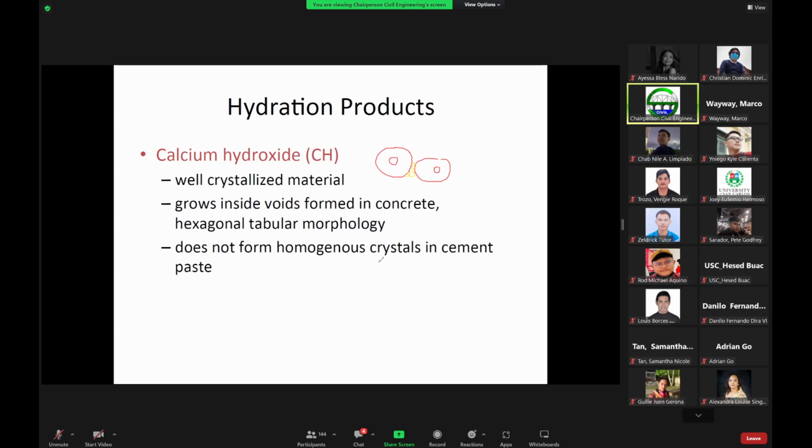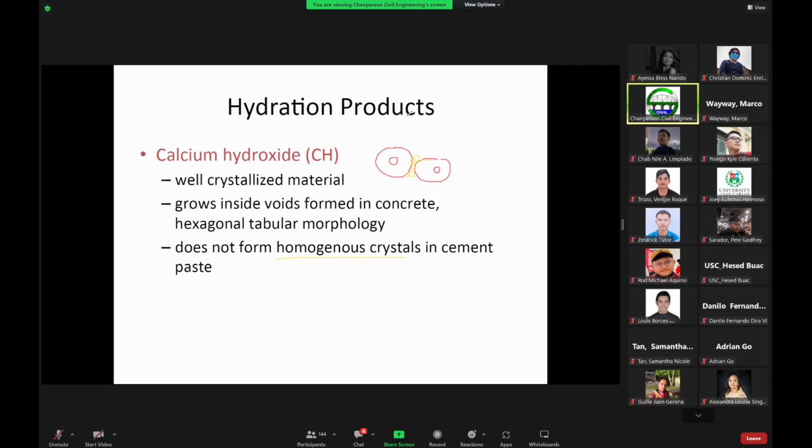So it does not form homogeneous crystals in your cement paste. So they vary in size. They're not the same. So some can be quite small depending on the void size. Some can be quite big if the voids are much larger.